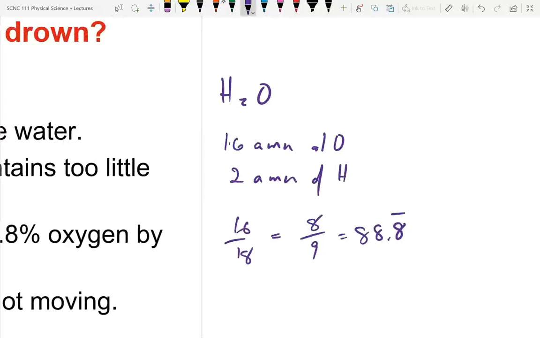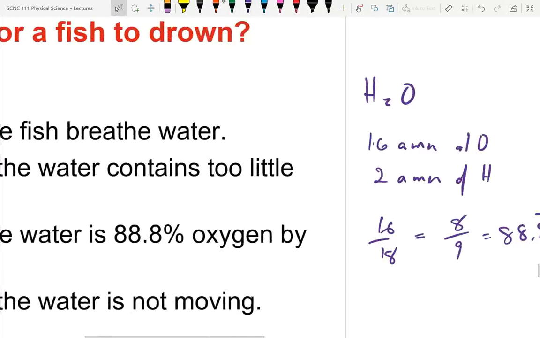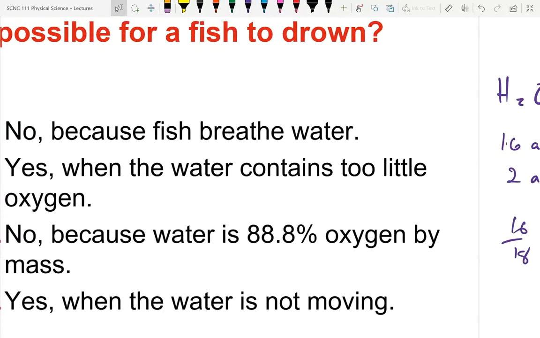It's 88.8 repeating, so I really should have said 88.9. So the water molecule is, let's just say, 89% oxygen. But when you breathe, you're not breathing oxygen atoms. You're not separating oxygen from the hydrogen atoms. You're breathing oxygen molecules. So the oxygen atoms in the water are not helping you with breathing at all. It's the oxygen molecules, the O2s.